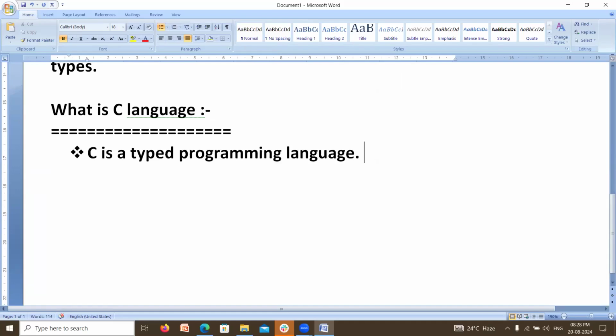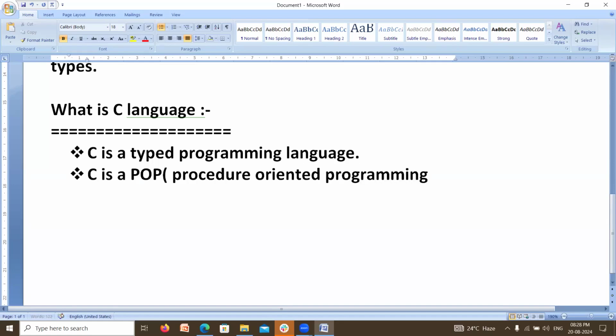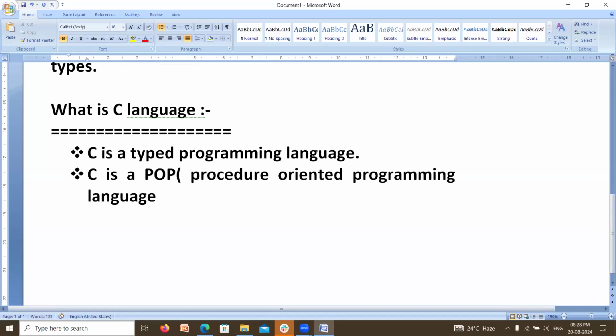What is the meaning of typed programming language? It means C language supports data types, so it is called a typed programming language. Right. C is a POP. The meaning of POP is procedure oriented programming language.